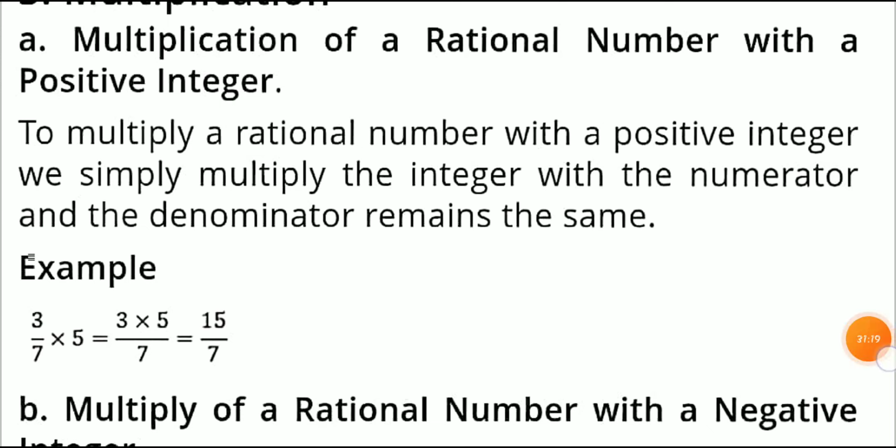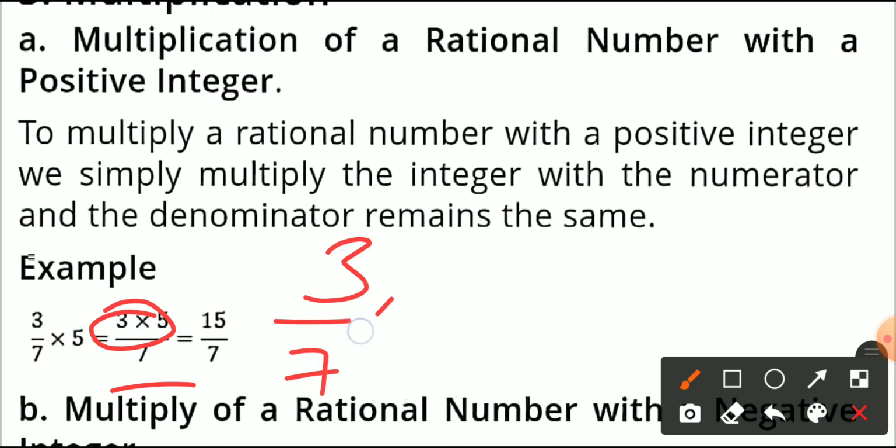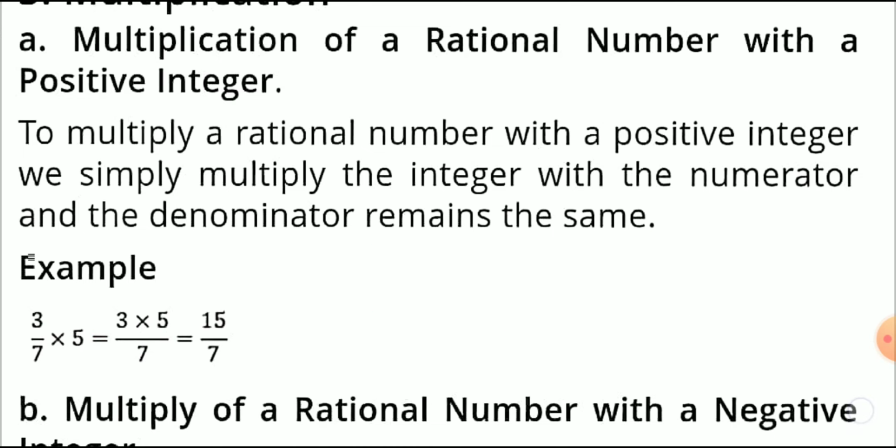Here you can see this example, 3 upon 7 multiplied by 5. So 3 and 5 are both numerators. You will multiply 3 with 5, 3 times 5 is 15, and 7 will remain as it is. Why? I told you if a number does not contain any denominator, then the denominator is 1. So 3 times 5 is 15, 7 times 1 is just 7. So the answer is 15 by 7.